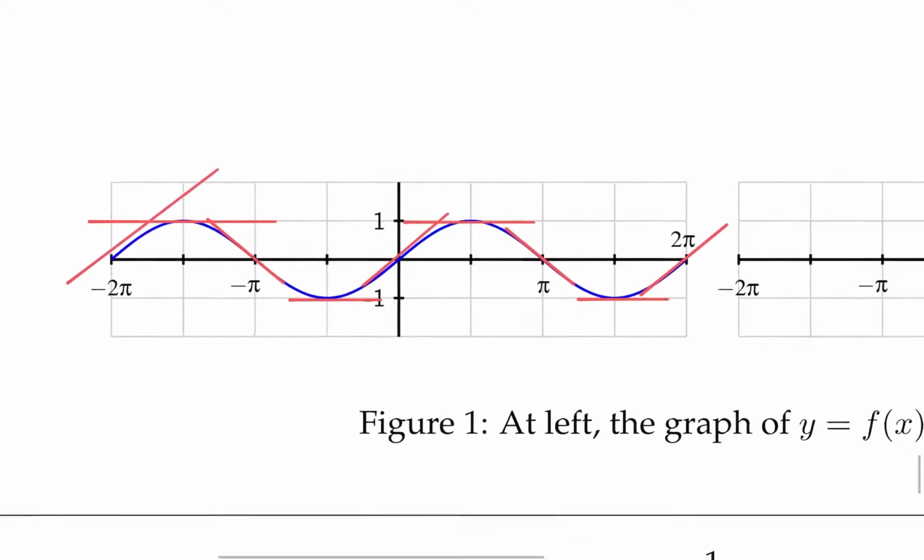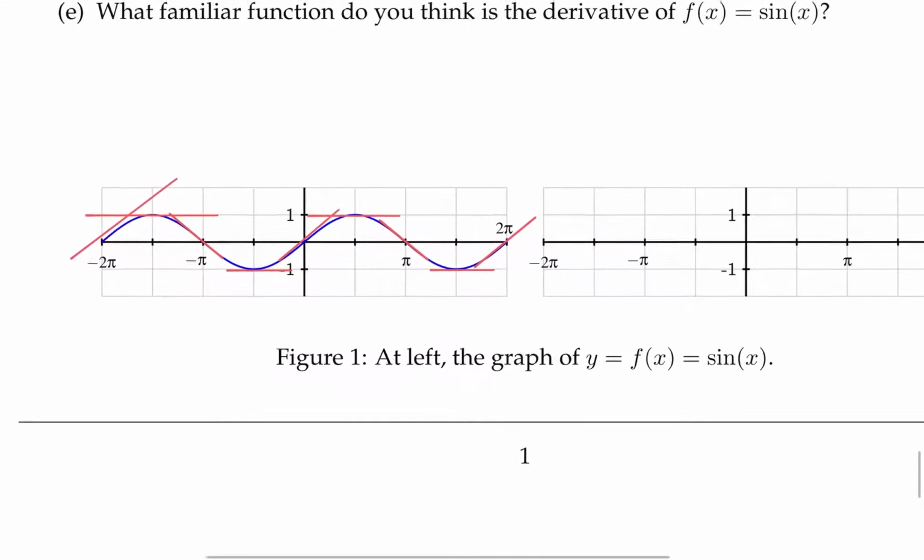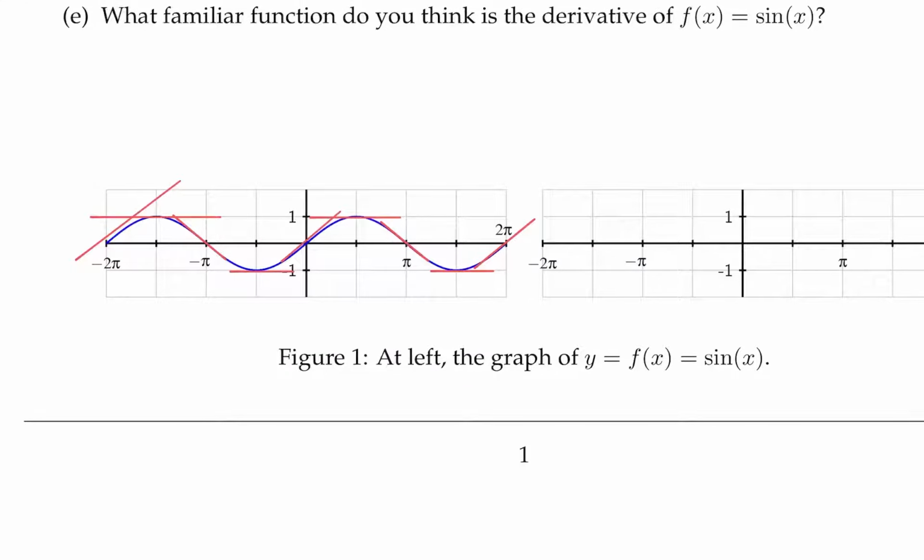Now at each of these lines, we're going to try to estimate the slope just by looking at the grid. So the easiest places are where the slope appears to be 0, right? These horizontal lines here, here, here, here. We can estimate the slope to be 0, which means the derivative should be 0 at that point. So that's at negative 3 pi over 2, at negative pi over 2, at positive pi over 2, and at positive 3 pi over 2.